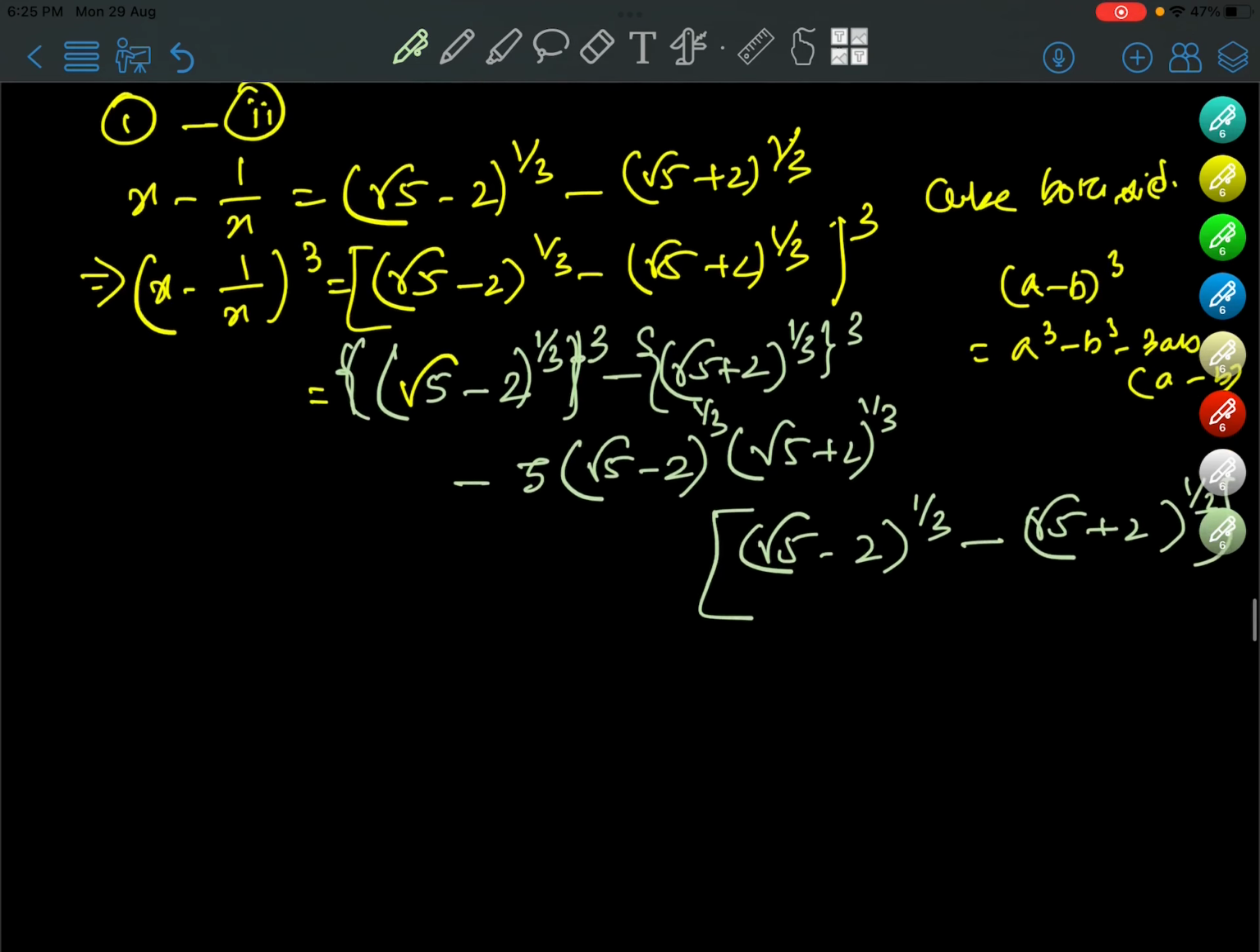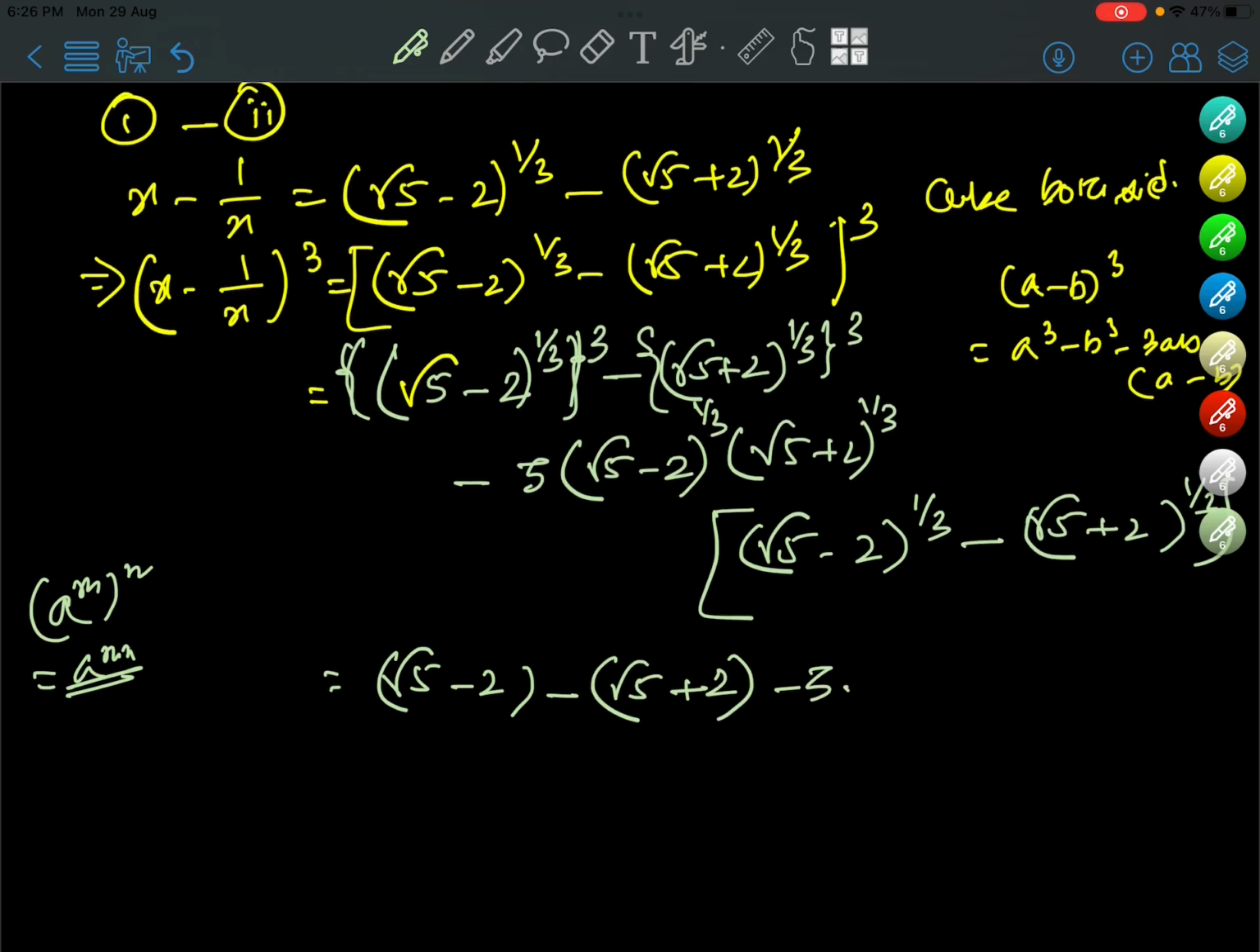Now we can write it as root 5 minus 2, because the 3 and the 3 will cancel each other out. When we use the formula of a to the power m whole to the power n, we multiply the powers. This is the way we cancel out the powers. Now root 5 plus 2, and 3 into (root 5 square minus 2 square) whole to the power 1/3.